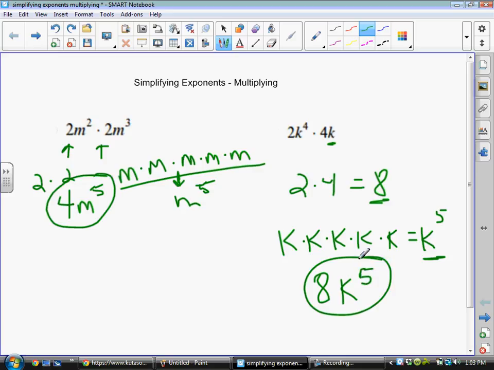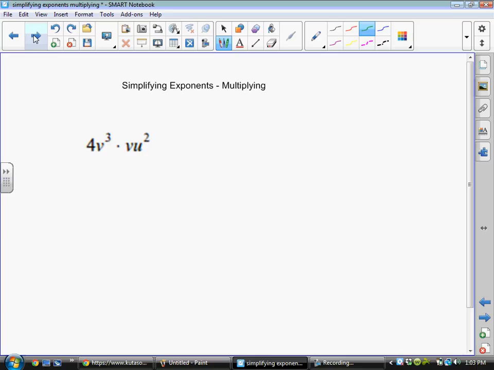We're going to do one more where it's just multiplying together. This time I have 2 different variables, 2 different letters. I'm still going to do the same thing. I'm going to write a 1 in front if there's never a number in front. So I'm going to do my numbers first. 4 times 1 is 4.